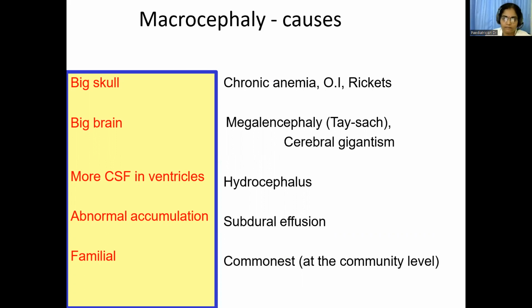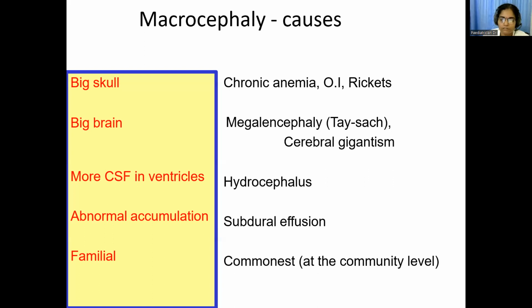For a big skull, the causes could be chronic hemolytic anemia or it could be rickets also. Then the big brain could be megalencephaly like Tay-Sachs disease or cerebral gigantism. More CSF in the ventricles, when it accumulates, you have to think of hydrocephalus. And any abnormal accumulation of fluid could be because of subdural effusion.